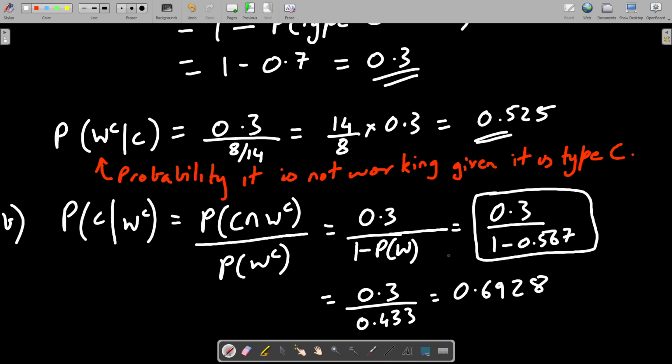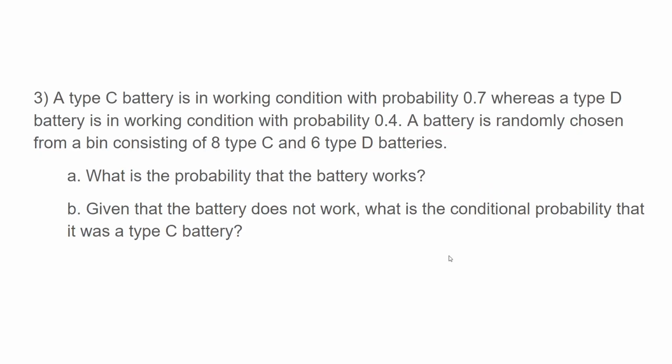So this is the correct answer to the question. What we had done last time was actually the opposite of what they had asked. It was not a wrong thing, what we solved was correct, but not what they asked for. So moving on, let's go to the next question.